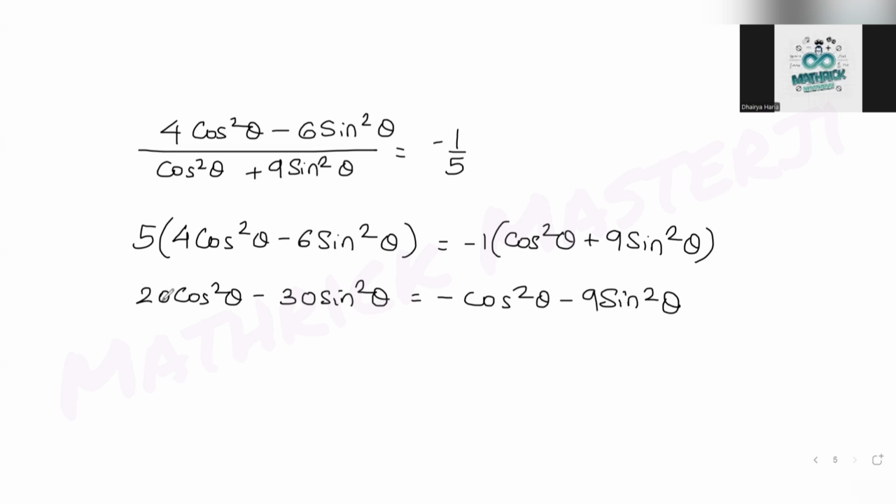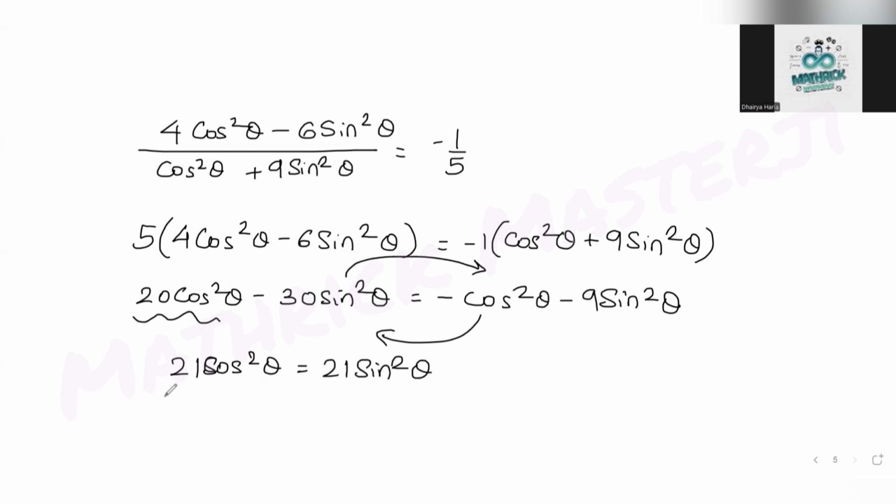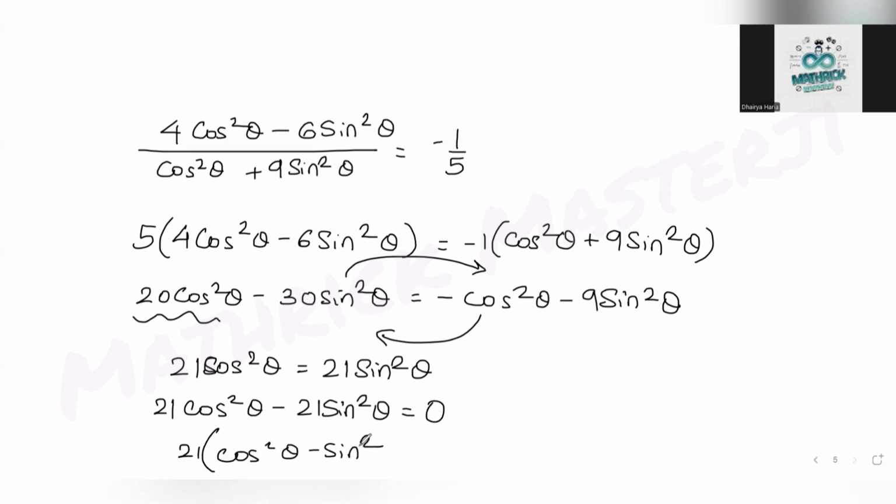So from here I get 20 cos squared theta, minus comes here becomes plus 1, so 21 cos squared theta, and this goes here and gives me 30 sin squared theta minus 9 sin squared theta, so 21 sin squared theta. So from here I get 21 cos squared theta minus 21 sin squared theta equals 0. 21 taken common leaves me with cos squared theta minus sin squared theta equals 0.